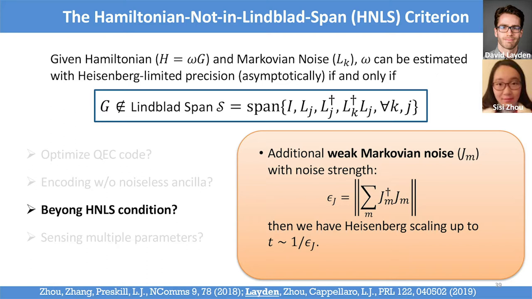In this case, there could be some weak additional Markovian noise which will violate this condition, or which will make the Hamiltonian not orthogonal to the Lindblad span. But on the other hand, it's weak. So for these cases, we would like to separate that noise and put a bound on its strength, the inverse of which will give us a time below which we have Heisenberg scaling and above which we revert to the classical scaling.